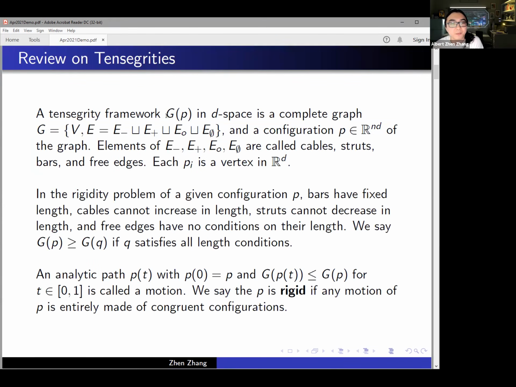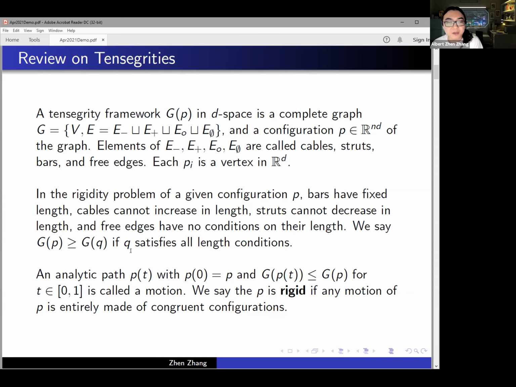A tensegrity framework, G(p), in d-space is a complete graph G with vertices and edges, E minus, E plus, E naught, and E empty. We call elements of E minus cables, E plus struts, E naught bars, and E empty free edges. So intuitively, free edges are just not there because they can change in both ways. Cables cannot increase in length, struts cannot decrease in length, and free edges have no conditions. Bars must be fixed.